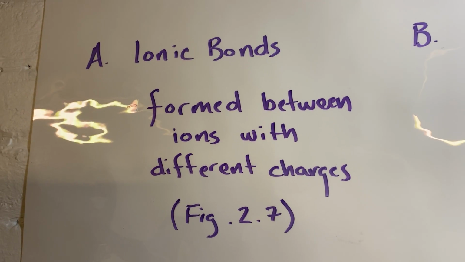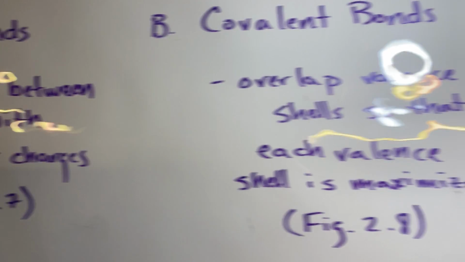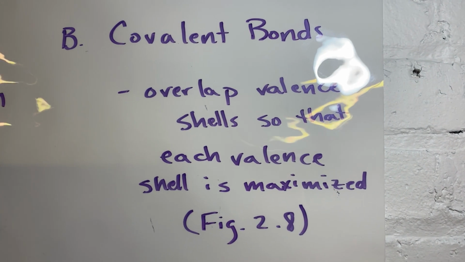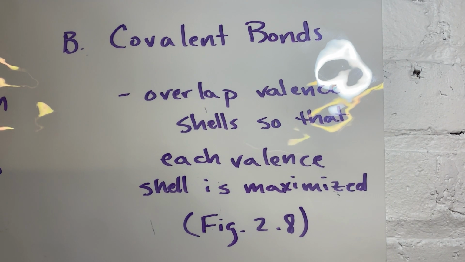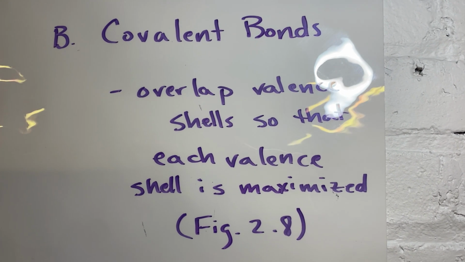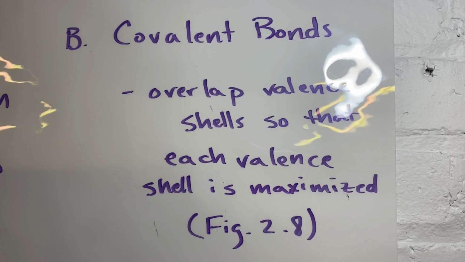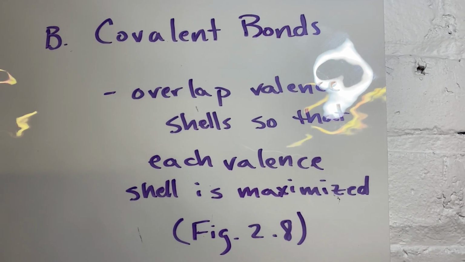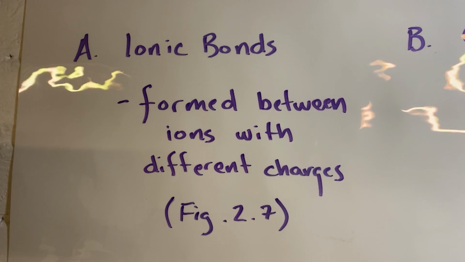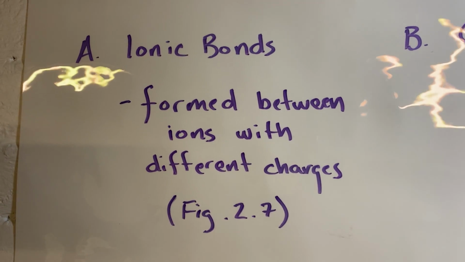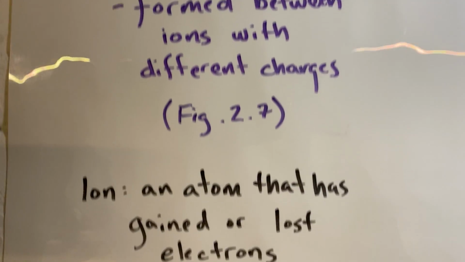You can see some examples in figure 2.7. Or atoms can share electrons as they overlap those valence shells and maximize them, bring them up to that octet rule. You can see some examples of these in figure 2.8. First, let's talk about the ionic bonds, which are formed between these ions. So right now you're probably asking yourself, what is an ion?